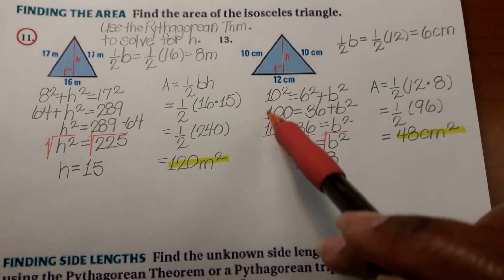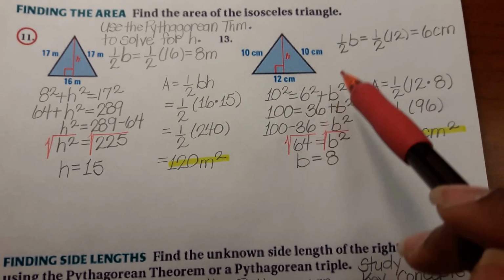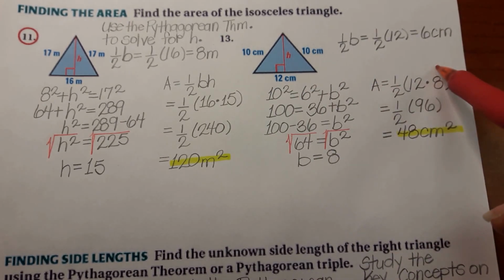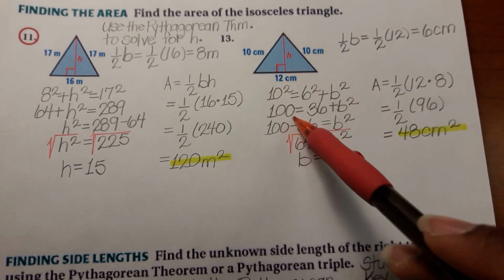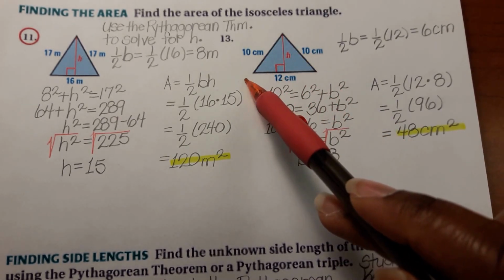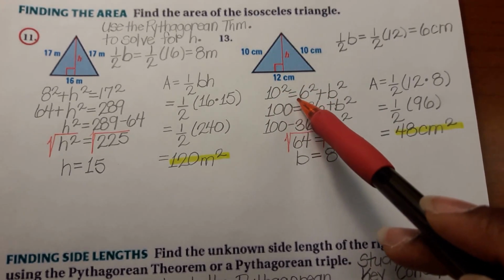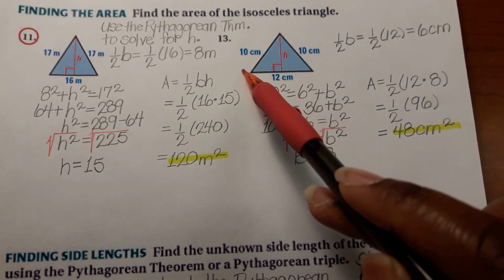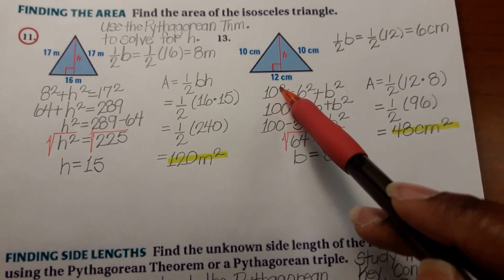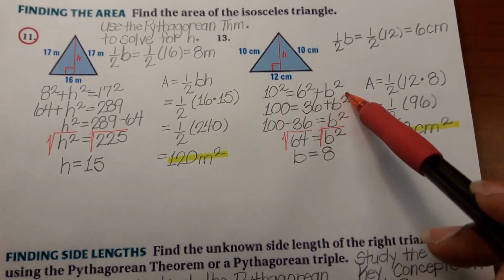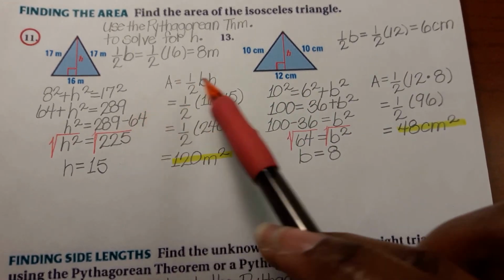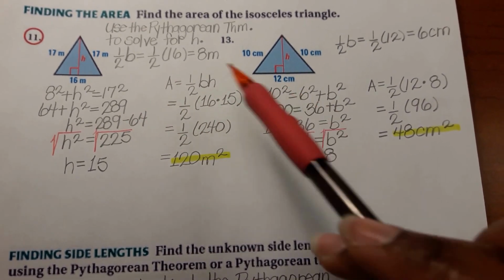13, you're going to do the exact same thing. Your base is half of 12, which is going to give me 6. You're going to apply the Pythagorean theorem again. So I have my hypotenuse, which is 10 squared, equal my leg, which is 6 squared, plus my height, which I don't know, so I said b squared. So notice I did write it a little bit differently on this side to this side, but I want to show you the difference between the two.